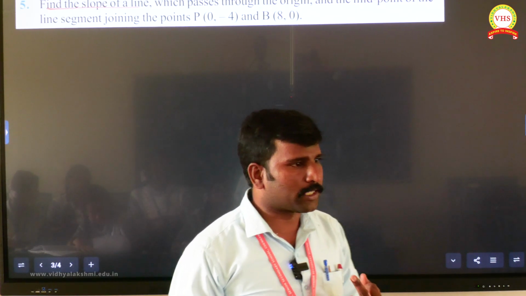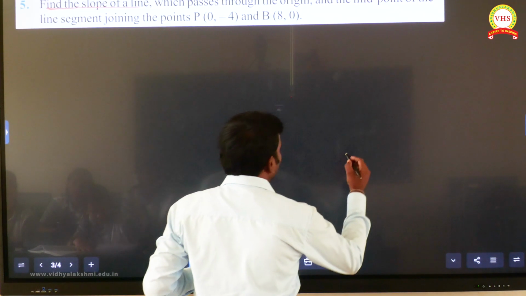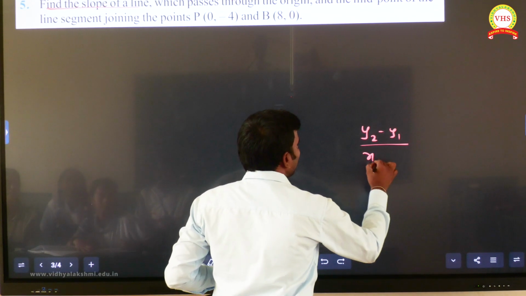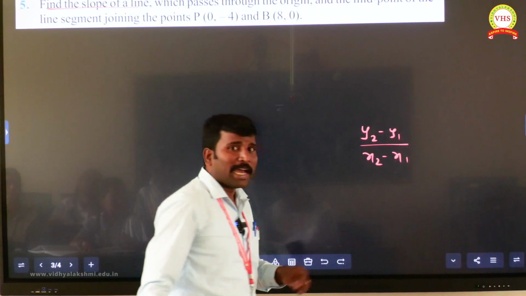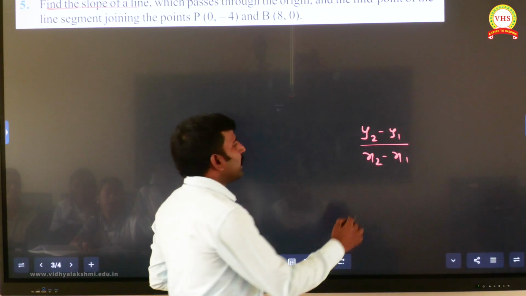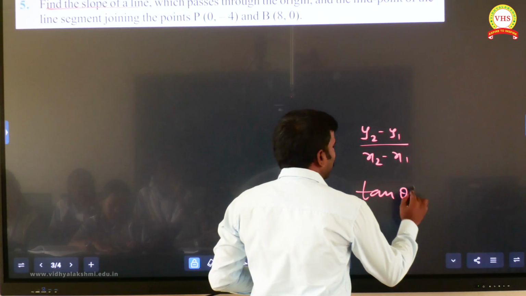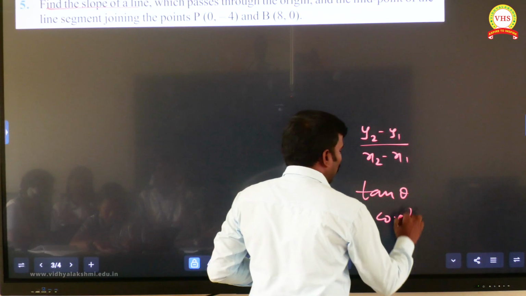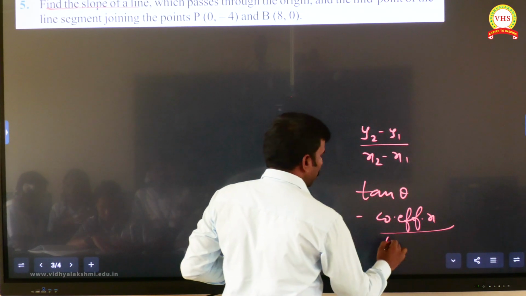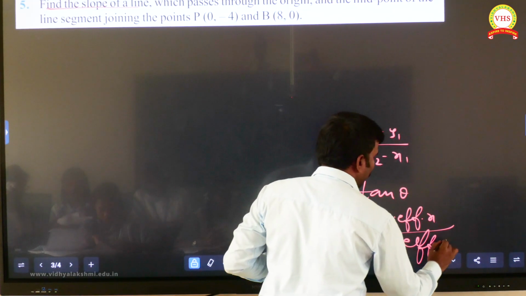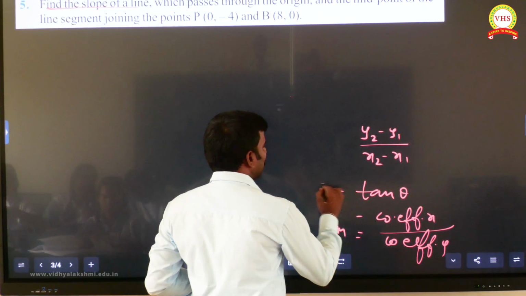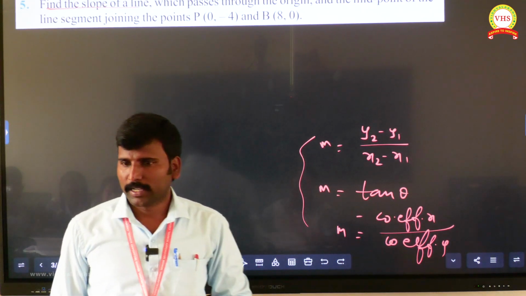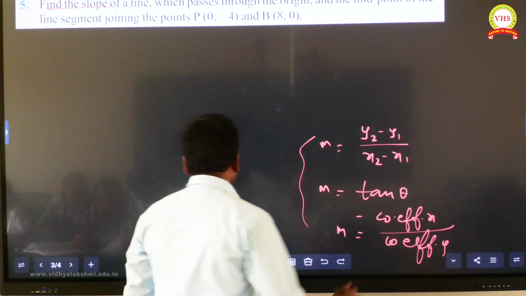How do you remember the formulas? Based on point, the formula is y2 minus y1 divided by x2 minus x1. Based on angle, tan theta. And based on line, minus coefficient of x divided by coefficient of y. Everything is equal to m. Slope we denote by using the letter m. Understand? Right. Let's start this.